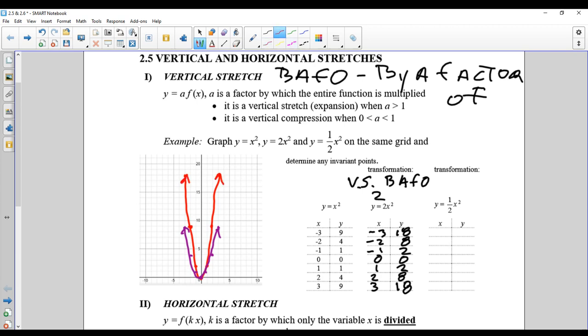Put my arrows on before Che catches me with that. Okay. 3, 9, right there. Okay.